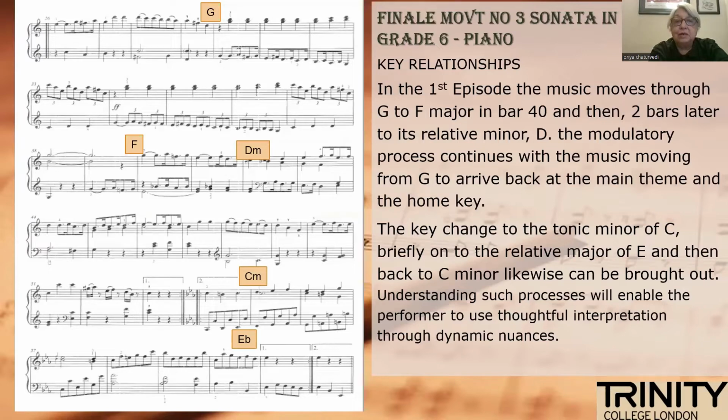A rondo is a constant return to the beginning. So the key changes to the tonic minor of C, or the same name minor, it goes on to the relative major of E flat and then back to C minor. This again can be brought out. So understanding these kinds of processes really helps the performer to give a very well thought out interpretation by using certain dynamic nuances to convey the changes of key and mood.